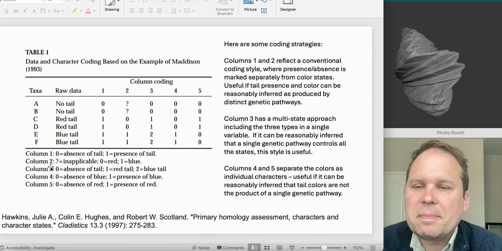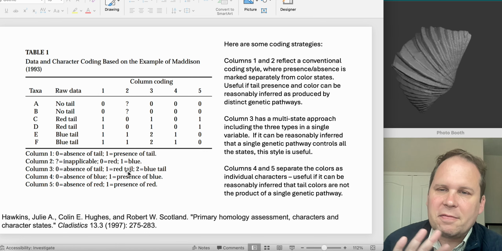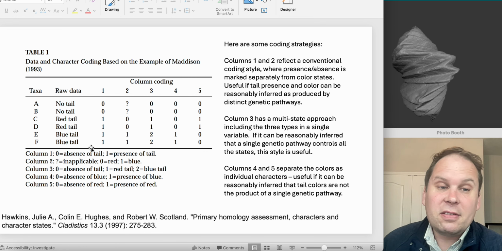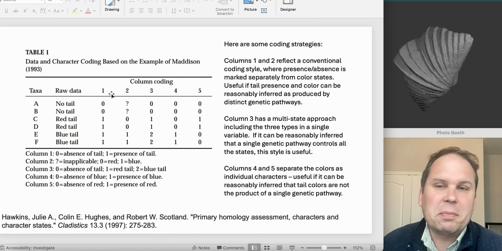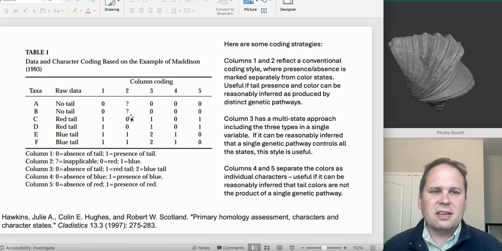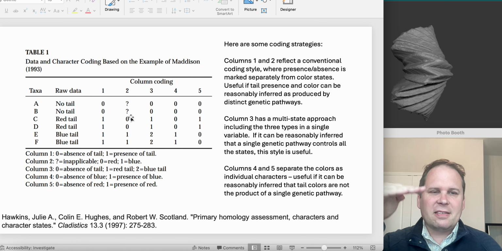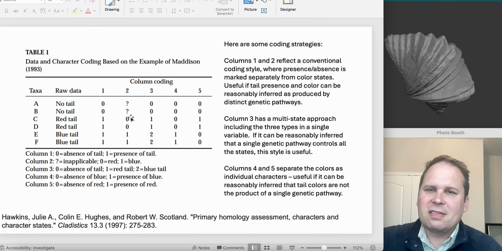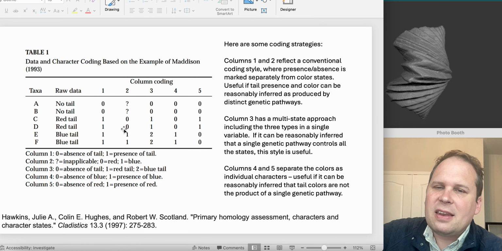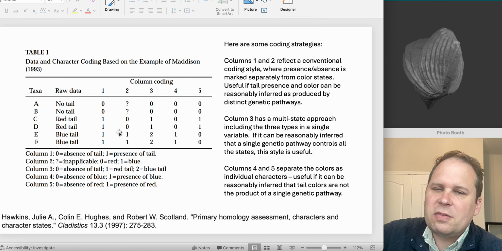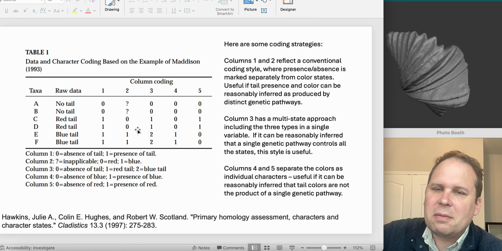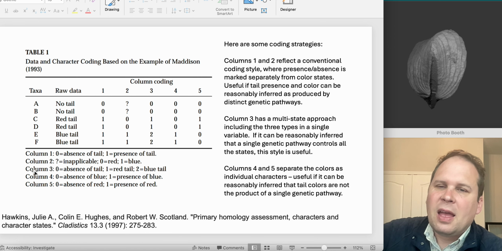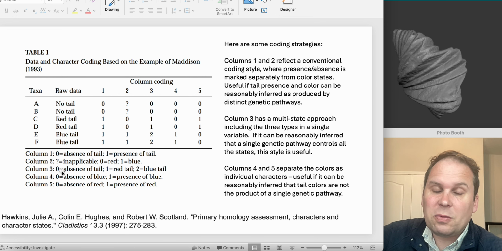You could have column 2 be for color of the tail. And so you would call it tail color, basically. And if there is no tail, then you don't know what color it would have been. And so you put a question mark there because it's unknowable. Or you can put a minus there because it's just absent. This is not a thing we should be considering. It's like deleted. And then in that case, you can have two states: red can be 0 and blue can be 1. Great.